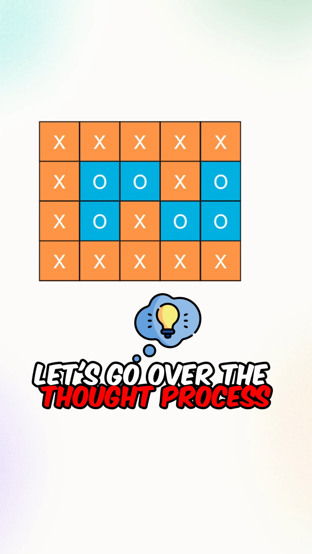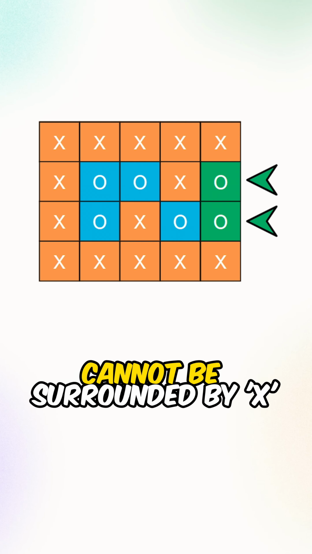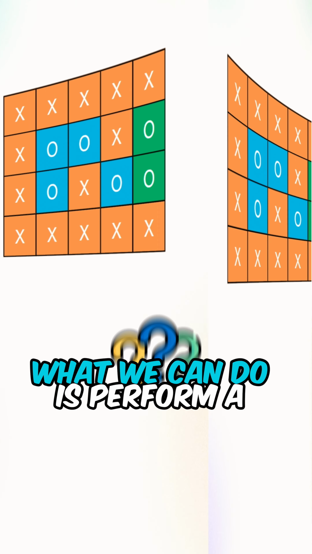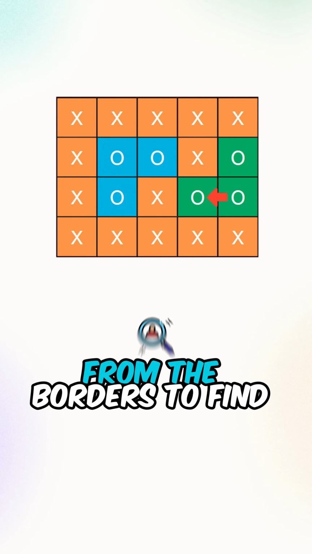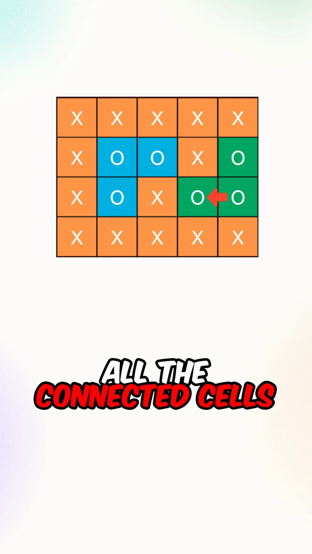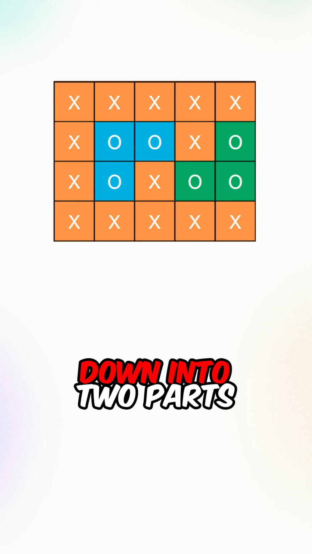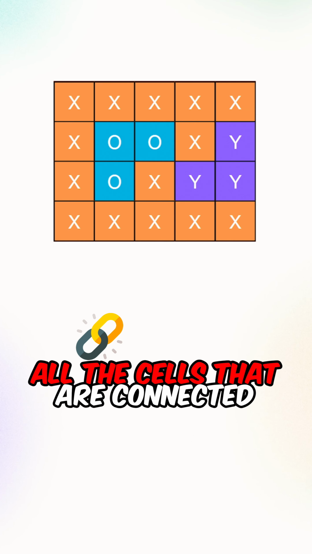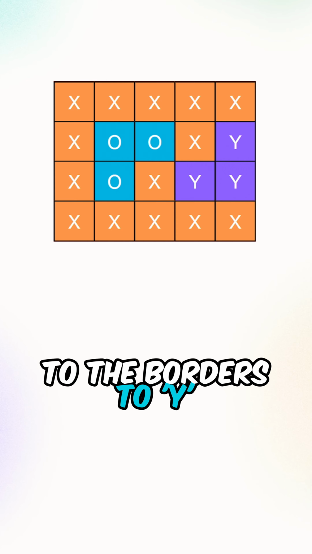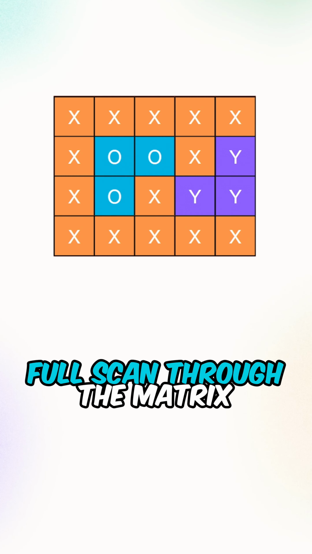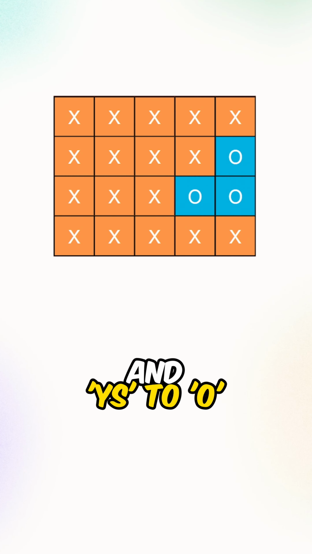Let's go over the thought process. Every cell that's at the borders cannot be surrounded by X. What we can do is perform a breadth first search from the borders to find all the connected cells. Let's break this question down into two parts. We can first convert all the cells that are connected to the borders to Y. Then we can perform a full scan through the matrix, converting O's to X and Y's to O.